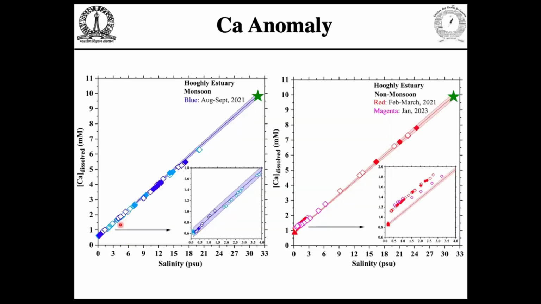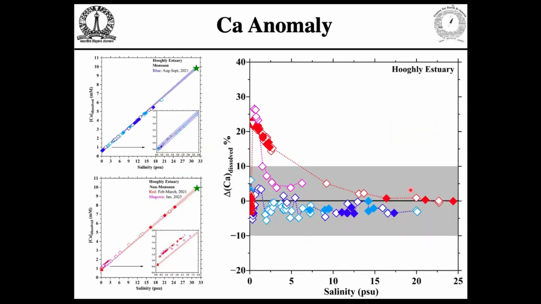To zoom in to that figure, we have the calcium dissolved in monsoon. This is what it looks like. But once we look at non-monsoon, what we observe, if the straight line is a mixing line, is that all the values are above the mixing line. So during the non-monsoon season, we have an excess of calcium in the river compared to what is predicted by a mixing between the freshwater end member and the saline water, or seawater, end member.